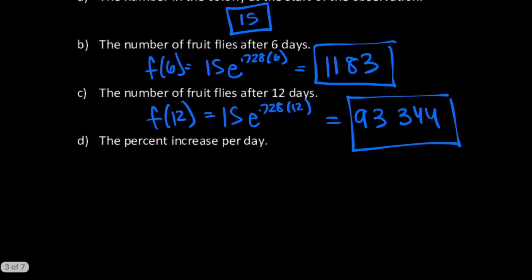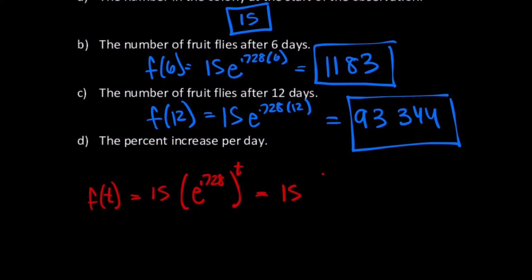Okay, so to do that, I would have something that looks like this. F of t equals 15, and then I'd calculate e to the 0.728 to the t. So that's 15 times, I got 2.07093 to the t. So this is our a b to the t. Now if you want the percent increase per day, we have to take this and subtract 1. Notice this is more than 1, so obviously it's increasing.